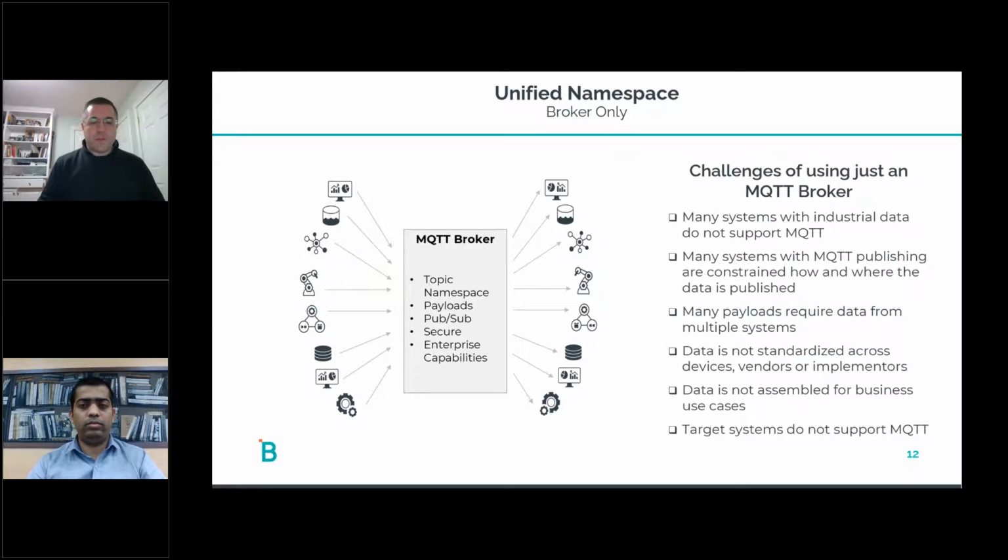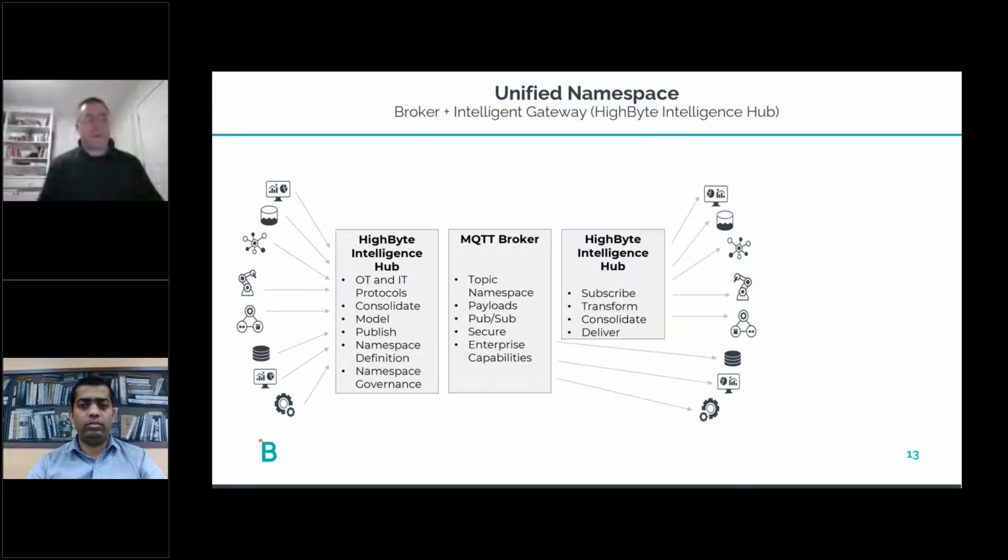And this is where intelligent gateways like the HighByte Intelligence Hub can come in. It can provide access to the various IT and OT protocols. So we can read data from a SQL database, pull data from a REST server, we can pull that OPC data or that data from the sensors, and then we can aggregate it, standardize it, model it, publish it into the namespace in that standard way. Essentially, we provide that namespace governance.